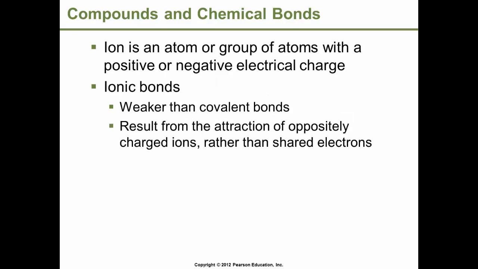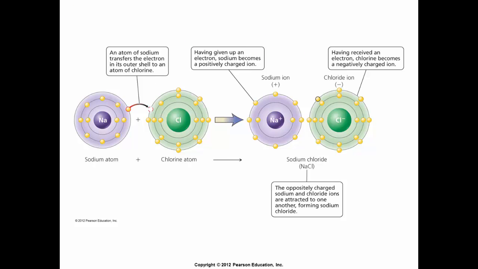An ion is an atom or group of atoms with either a positive or a negative electrical charge. Ionic bonds are weaker than covalent bonds. Ionic bonds result from the attraction of oppositely charged ions rather than shared electrons, such as sodium chloride, sodium having a positive charge, chloride having a negative charge. That would be an example of bonding resulting from the oppositely charged ions.